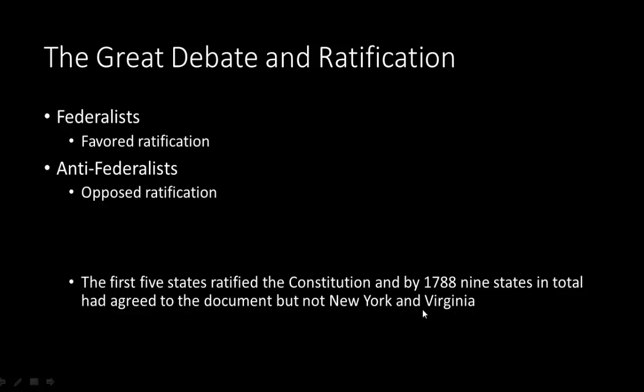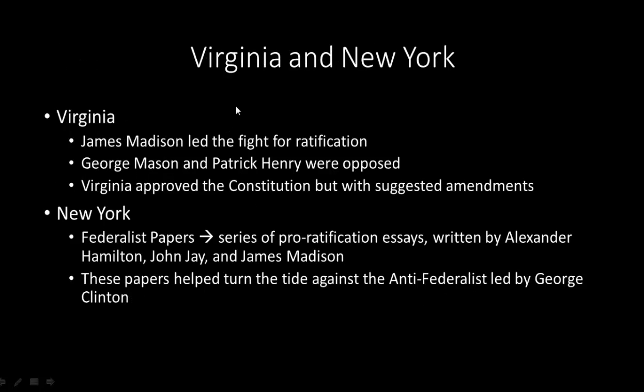And even though the rules said 9 of the states were needed and they got to 9 of the states, it was felt at that time, if New York doesn't like it, or Virginia, the most populous state, they had the most people out of any other state, if they didn't like it, we're probably not going to keep it. So we have to deal with Virginia and New York.